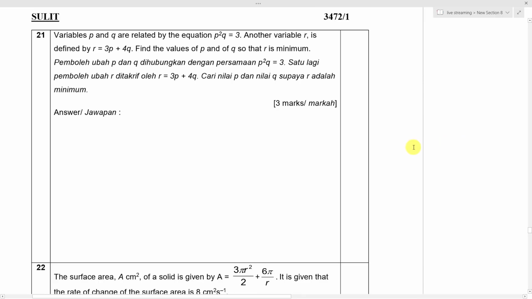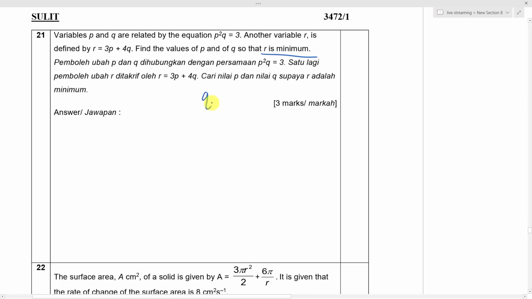Question 21 here. It's a differentiation when R is minimum. This one is a very important tip because when R is minimum, it basically tells you that you need to differentiate R. So I will make R the subject.